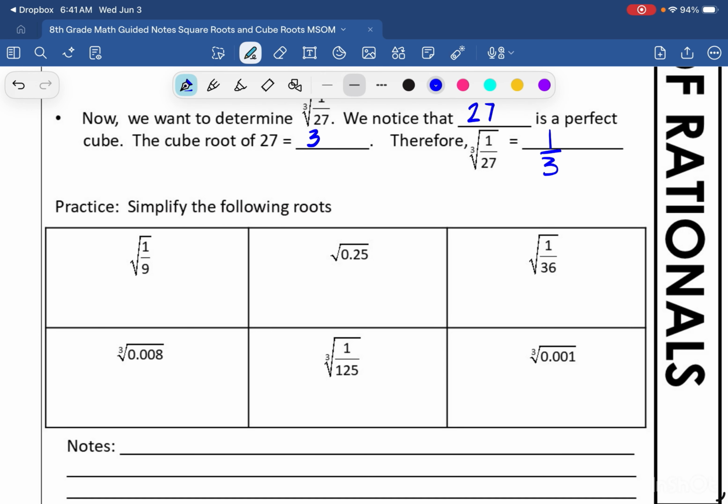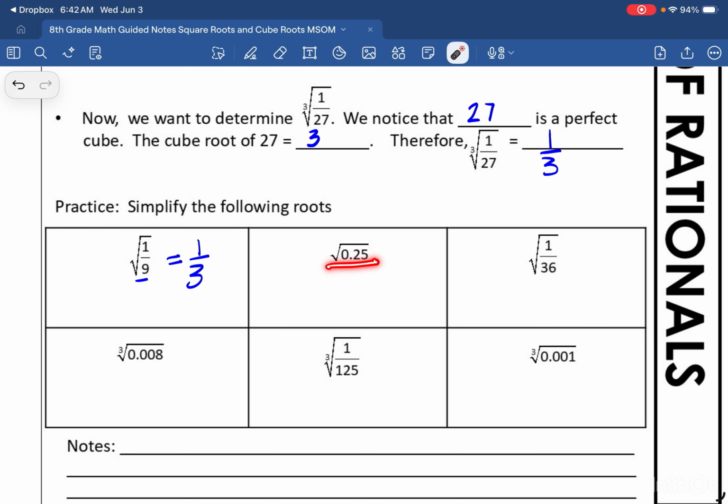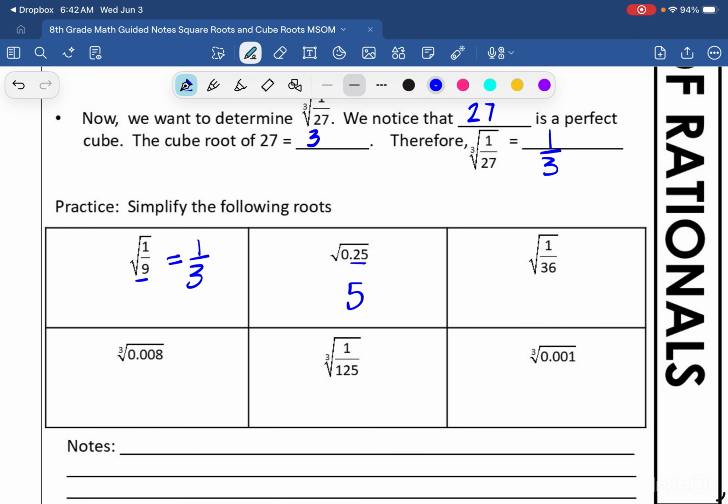Practice. Simplify the following roots. I notice that 9 is a perfect square, so the square root of 1/9 will be 1/3. I notice right here on the square root of 25 hundredths, that 25 is a perfect square, this number right there, so 5, and then there's 2 decimal places, so dividing those up between each factor is going to be 1 decimal place, so it's going to be 5/10. Square root of 1/36. 36 is a perfect square, so 1/6 will be the square root of it.